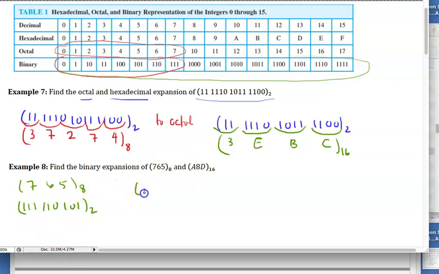And then for A8D in hexadecimal, we go to the chart. A corresponds to 1010. 8 corresponds to 1000, and D corresponds to 1101. So that's the transformation to base 2. It's basically just copying numbers, but that's a quick conversion chart.